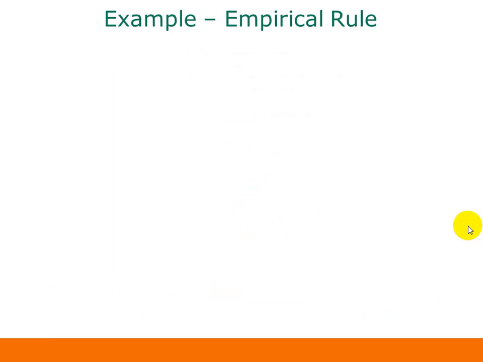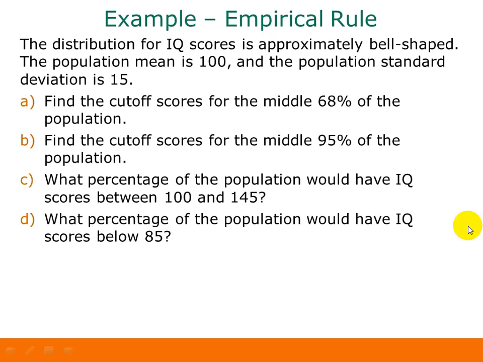Let's look at an example of using the empirical rule. So the distribution for IQ scores is approximately bell-shaped. The population mean is 100 and the population standard deviation is 15. So first we'll find the cutoff scores for the middle 68% of the population for IQ scores. Then we'll find the cutoff scores for the middle 95% of the population. Then we'll look at what percentage of the population would have IQ scores between 100 and 145, and then what percentage of the population would have IQ scores below 85.